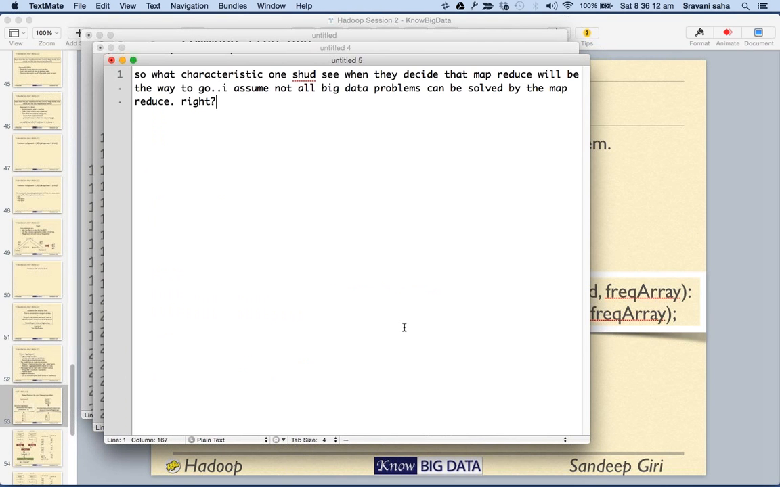next question is, so what characteristic one should see when they decide that MapReduce will be the way to go? I assume not all big data problems can be solved by MapReduce. That's correct. Yes. So anywhere where you see that the transport of the data will be the bottleneck, or you see that sorting is the intensive part of the game, those will be the places you will go for MapReduce.